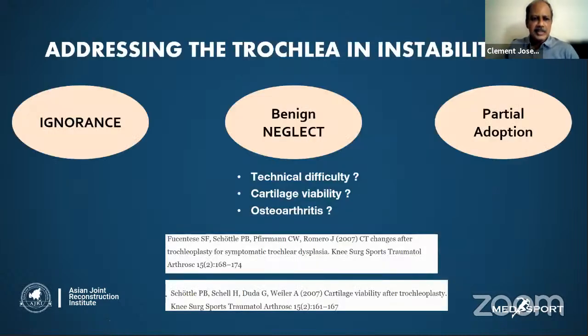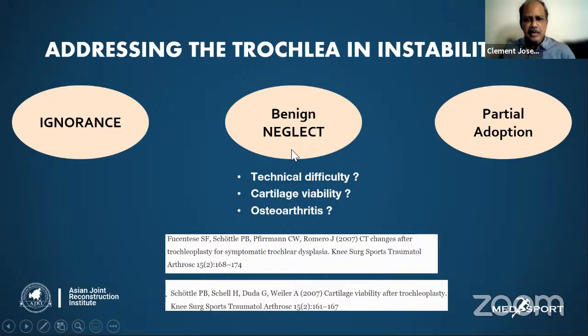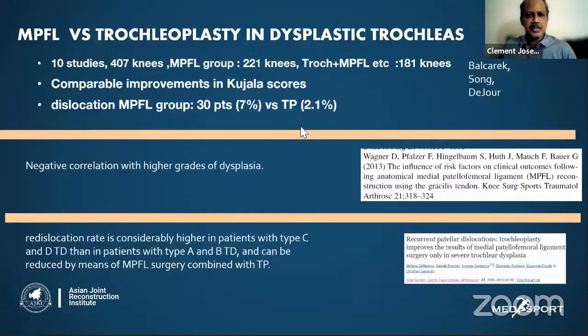And we've been ignorant about this a few years back, but even after becoming known about trochlear dysplasia, we've not been treating. Many times we used to do soft tissue surgeries, and we do a partial correction. Very few cases only we are doing it, because of technical difficulty. We were worried about cartilage viability and also the possibility of developing osteoarthritis. And now we have plenty of literature evidence to show that this can be done in a safe manner. And we also have excellent instrumentation to perform these procedures.